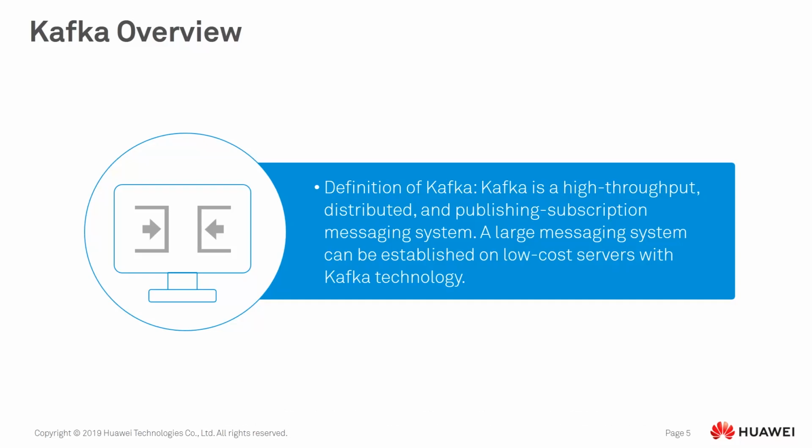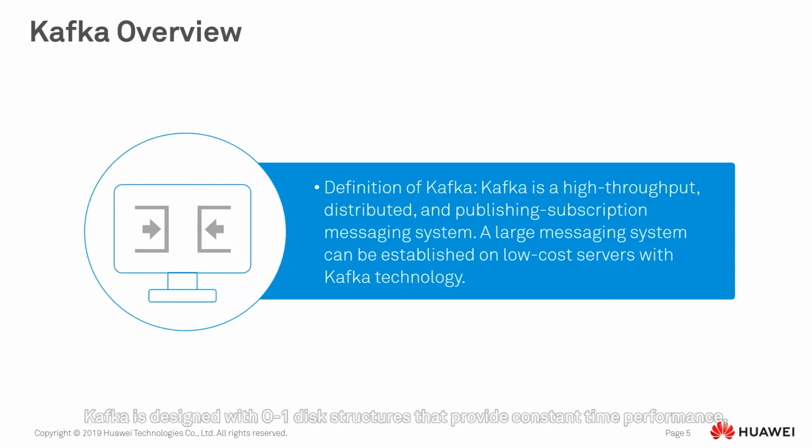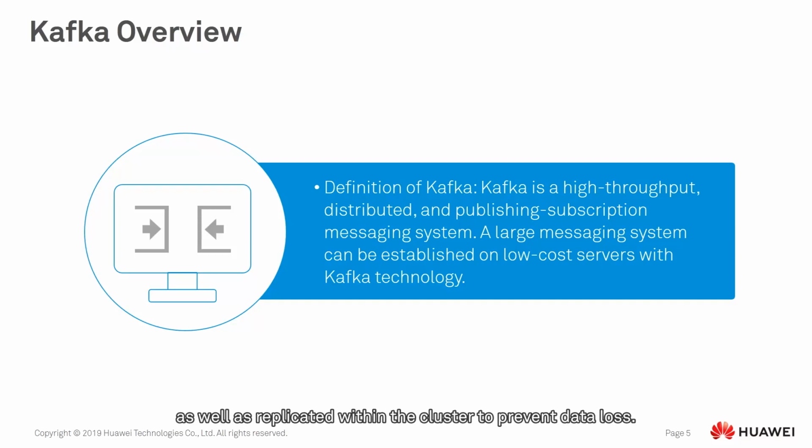Compared with other components, Kafka is mainly designed with the following characteristics. First one is message persistence. To derive the real value from big data, any kind of information loss cannot be afforded. Kafka is designed with O(1) disk structures that provide constant time performance even with very large volumes of stored messages, which is in order of TB. So with Kafka, messages are persisted on disk as well as replicated within the cluster to prevent data loss.